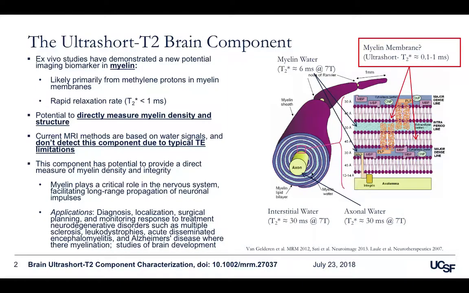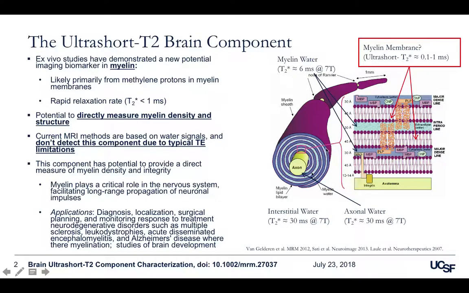So the motivation for this work is to look at what I'm calling the Ultrashort-T2 brain component. This has been demonstrated in ex vivo studies and is likely associated not with the usual water components that we detect in myelinated tissue, but rather with the protons in the myelin membranes themselves, hence the name myelin membrane. And these are bound protons, so they have a very fast relaxation rate.